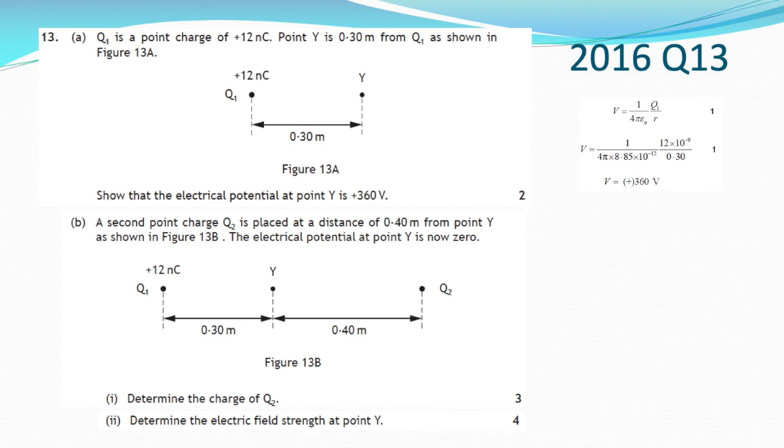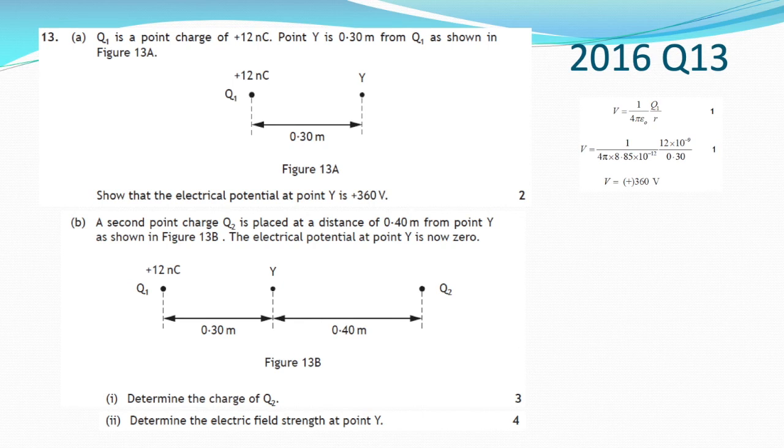So 1 over 4 pi times the permittivity of free space, 8.85 times 10 to the minus 12, times your Q1 on the top there is 12 nanocoulombs over 0.3 meters. Pop that in your calculator and you get an answer of 360 volts. It is positive, although the positive sign's bracketed in the SQA marking scheme there. So 360.